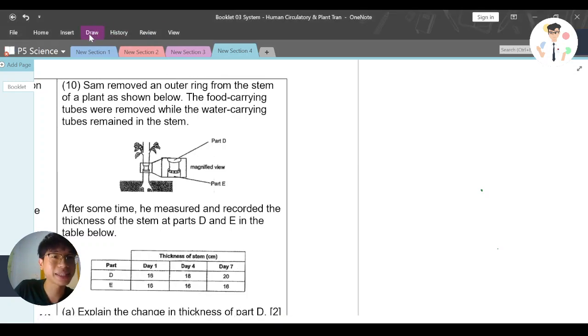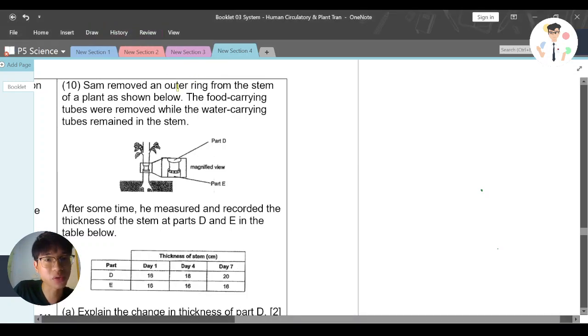This question says that Sam removed an outer ring of the stem of a plant as shown. So the food carrying tube will be removed, while the water carrying tubes remain in the stem. You can see that the leaves are on top, so the food that is produced will not be able to go down. Why? Because it's removed. And you can see in the lower part there's no food.